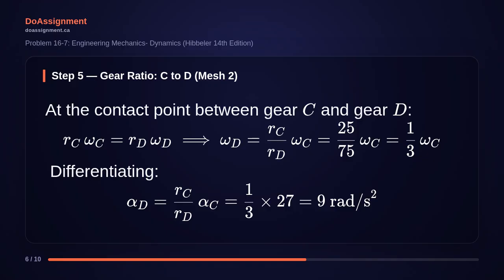Applying the same meshing condition between gears C and D, the angular acceleration of D equals 25 over 75 times the angular acceleration of C. That is 1/3 of 27, giving 9 radians per second squared for gear D.